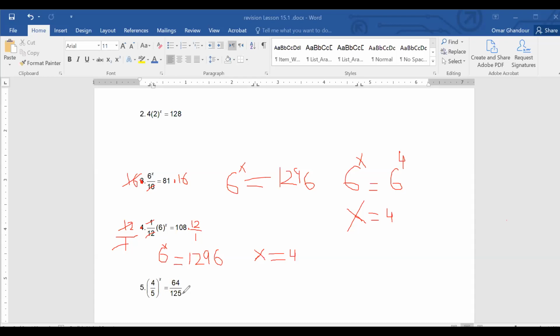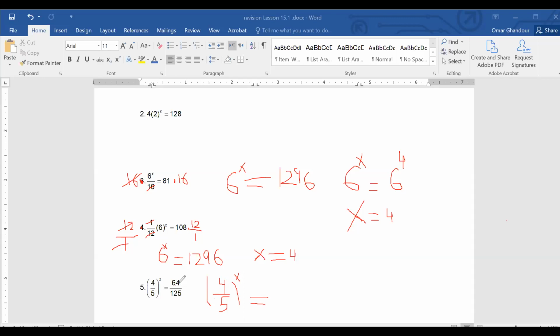Okay, when you have a fraction like this, just think of any number. You don't need to think of the two numbers. Just ask yourself, can 64 be 4 to the power of something? Can 125 be 5 to the power of something? This is the question. So actually it's going to be what? 64 is actually 4 to the power of 3, right? It's actually 4 to the power of 3.